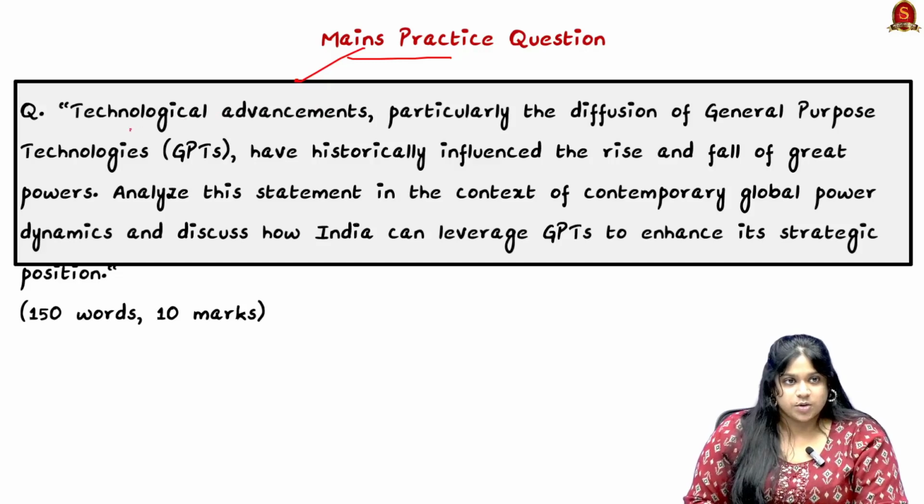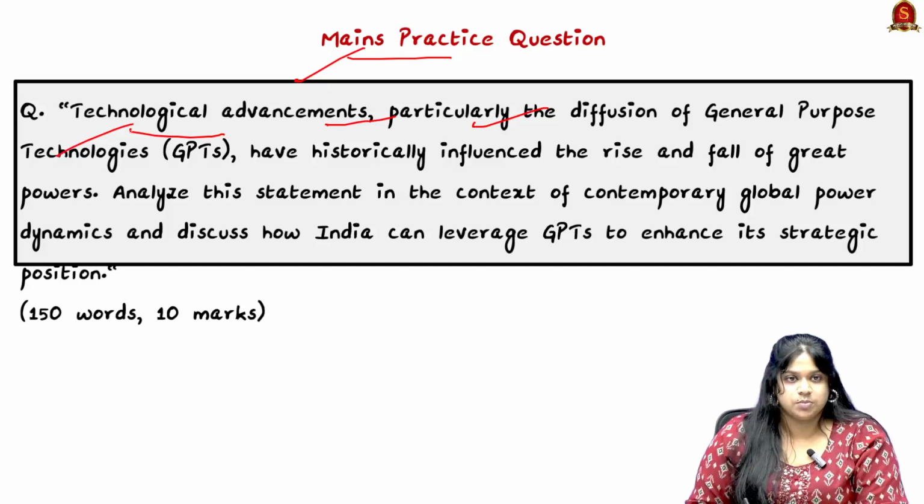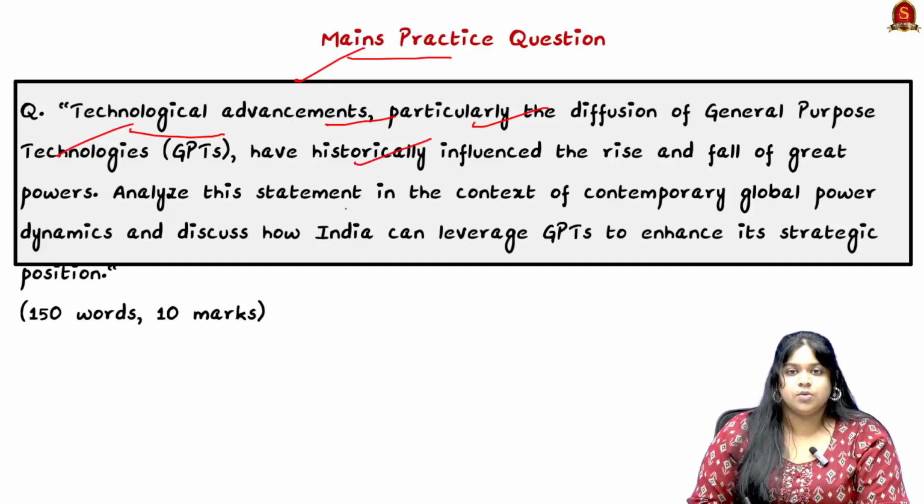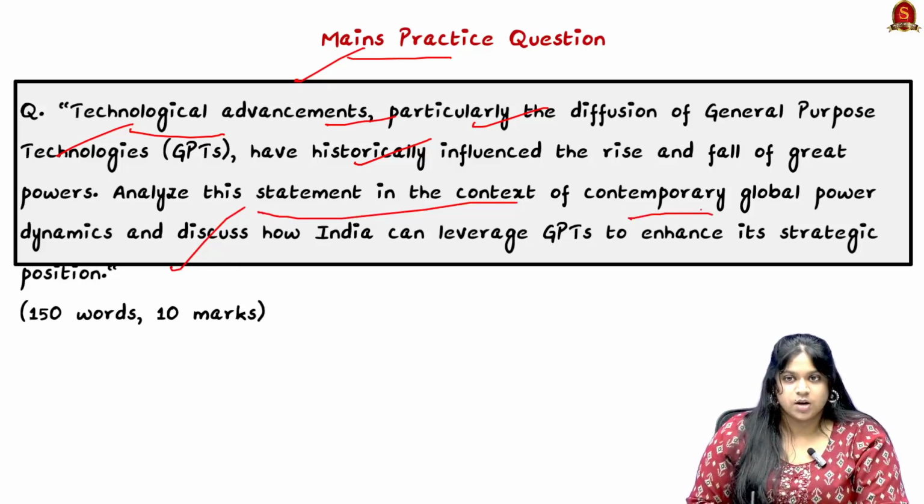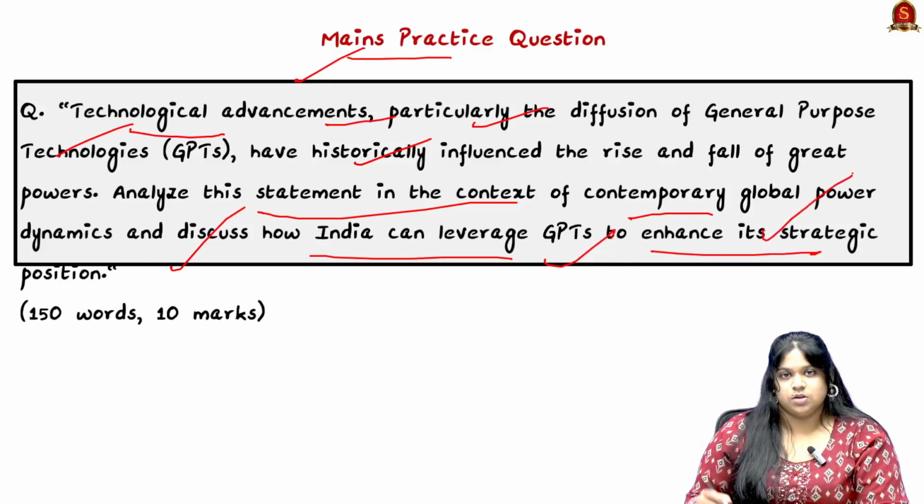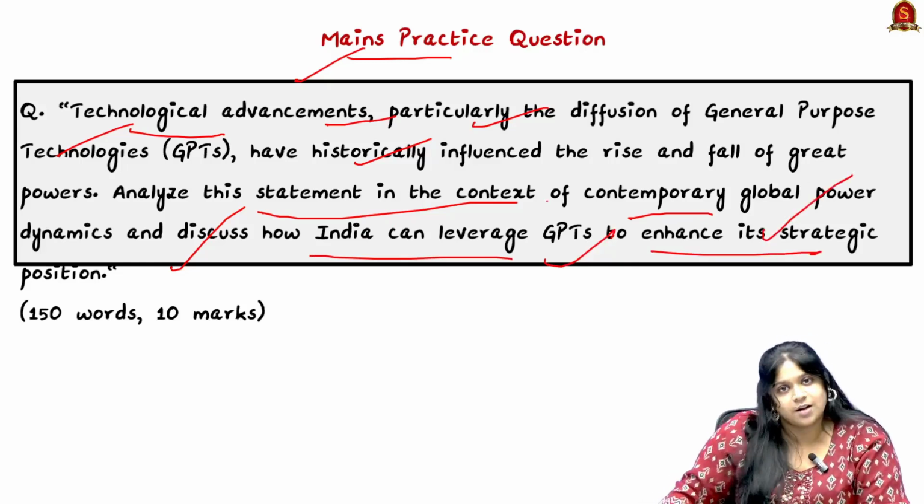So this is the mains question. Technological advancement, particularly through the diffusion of GPTs, has historically influenced the rise and fall of great powers. Analyze this statement in the context of contemporary global power dynamics and discuss how India can leverage GPTs to enhance its strategic position. I asked the students to put their answers in the comment section.